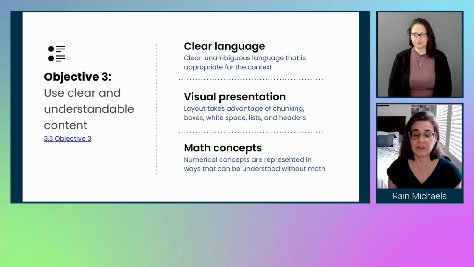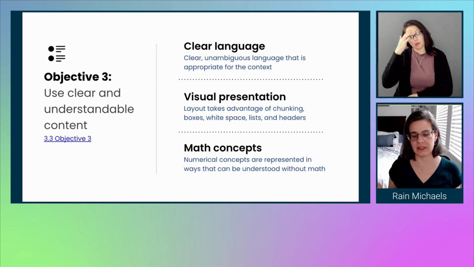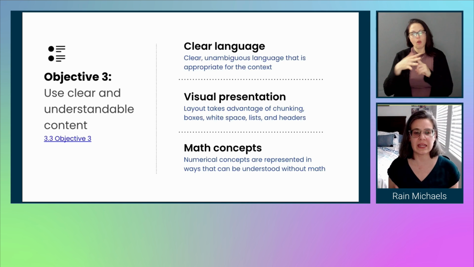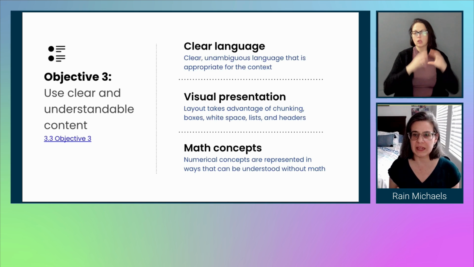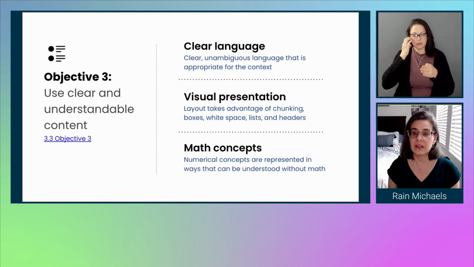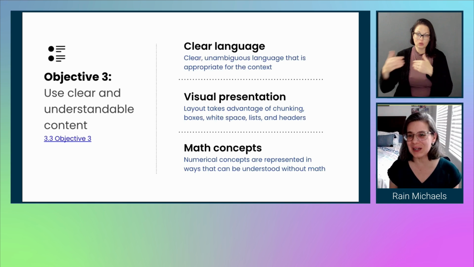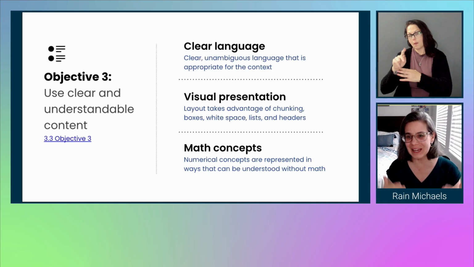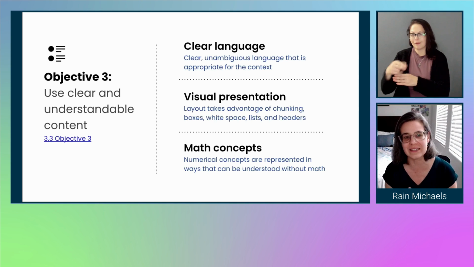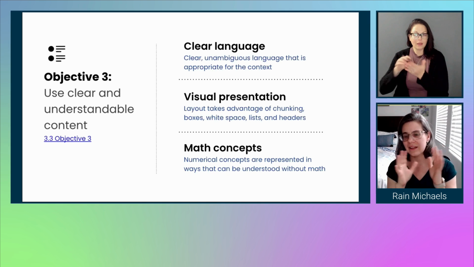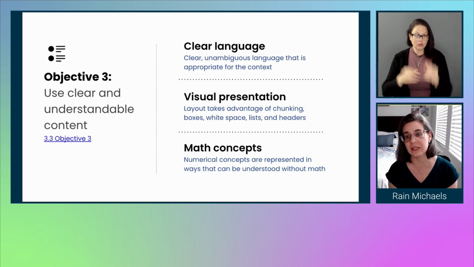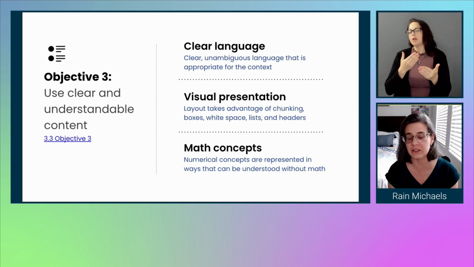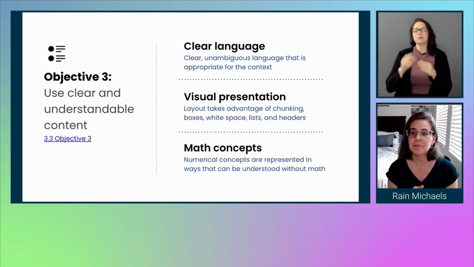The next one would be visual presentation. So when you're creating your content layouts, think about taking advantage of chunking, boxes, white space, containers, your headers, your semantic markup. If you're using HTML and you're creating a really nice document object model that has really clear headers, really well done from a semantic perspective, do you have your landmarks in place?